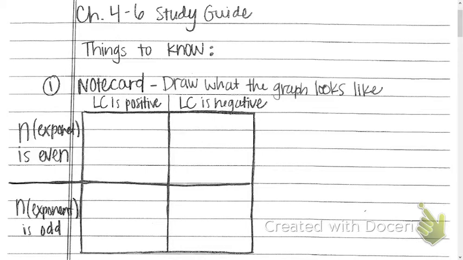This is the rules about what a graph looks like. Okay, so if you have an even exponent, both ends point in the same direction. If the leading coefficient, that number up front, is positive, both sides are pointing where? Down. If it's positive, up. So on your paper, I want you to write.